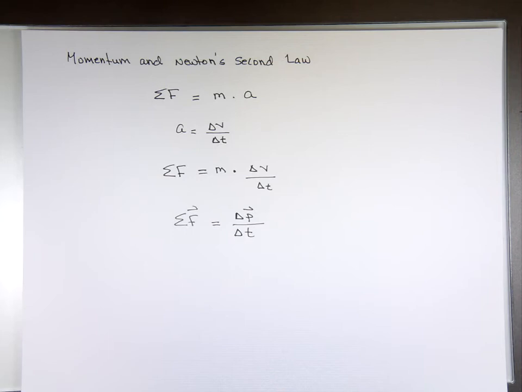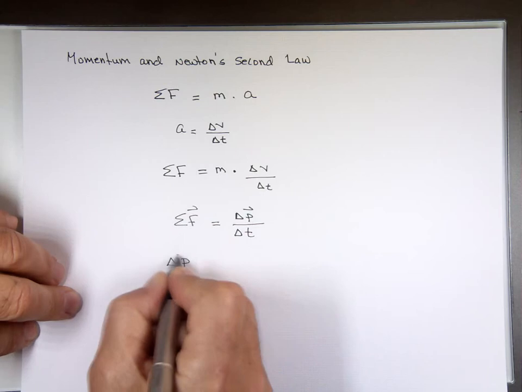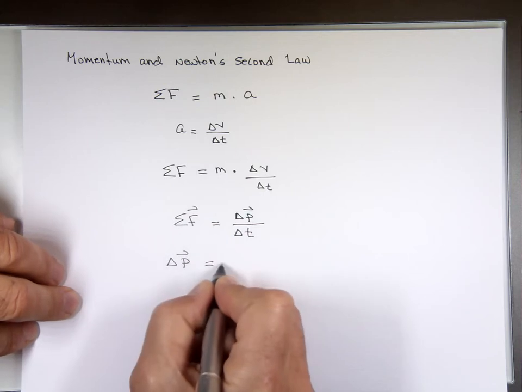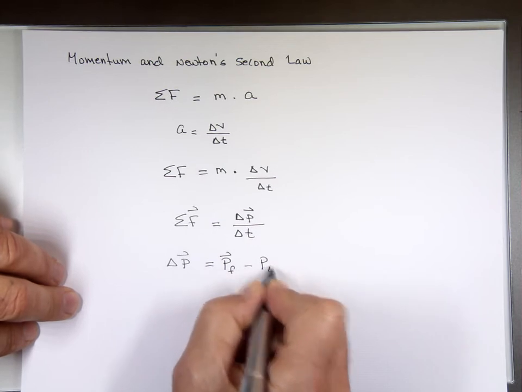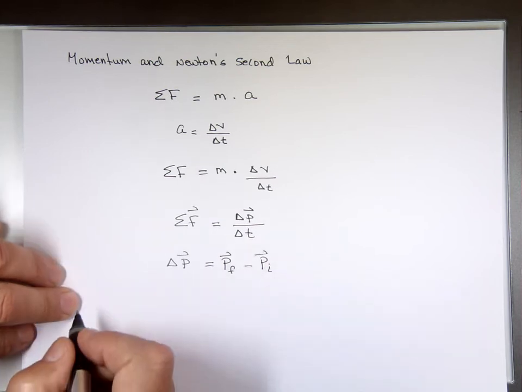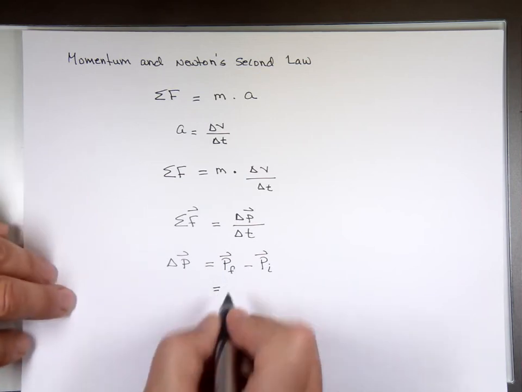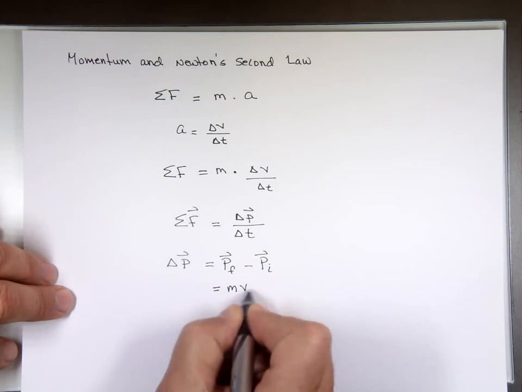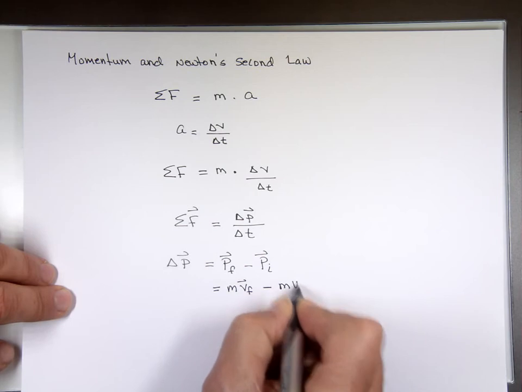Now what is change in momentum? Let's continue. It equals final momentum minus the initial momentum, which is what? Final momentum is mass times final velocity, minus mass times initial velocity.